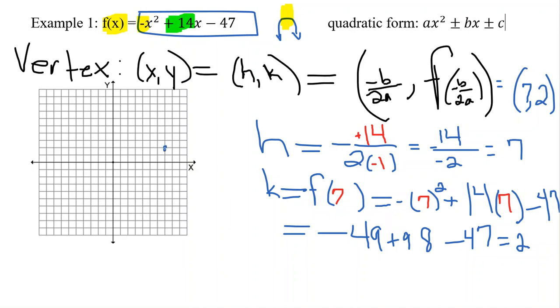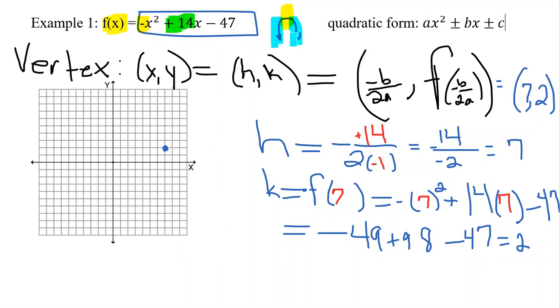This is the center of this parabola. It's also my axis of symmetry, right? So my axis of symmetry would be where x is equal to 7. Okay, so let's figure out how the rest of this quadratic is going to play out.